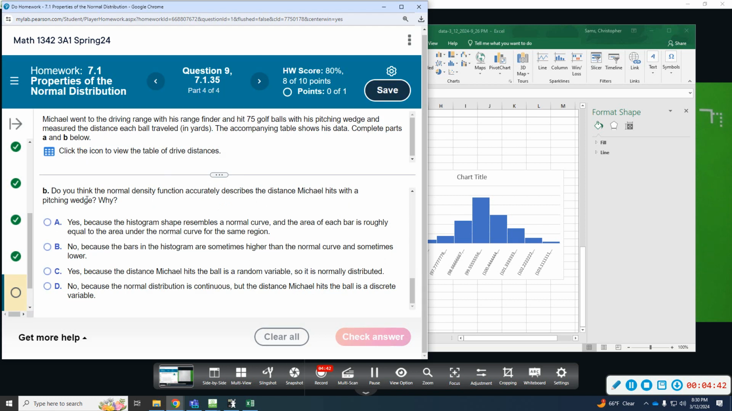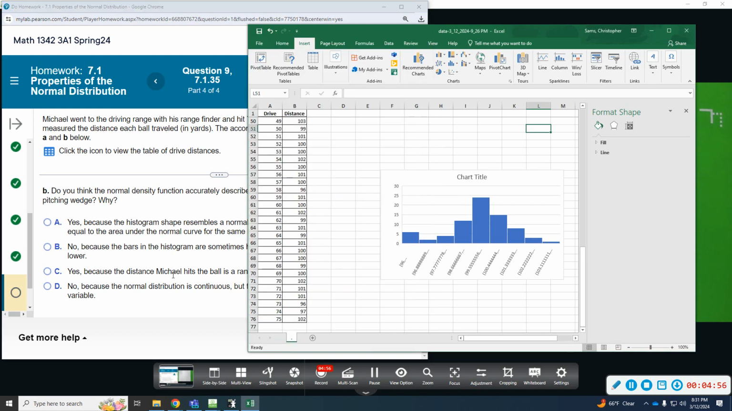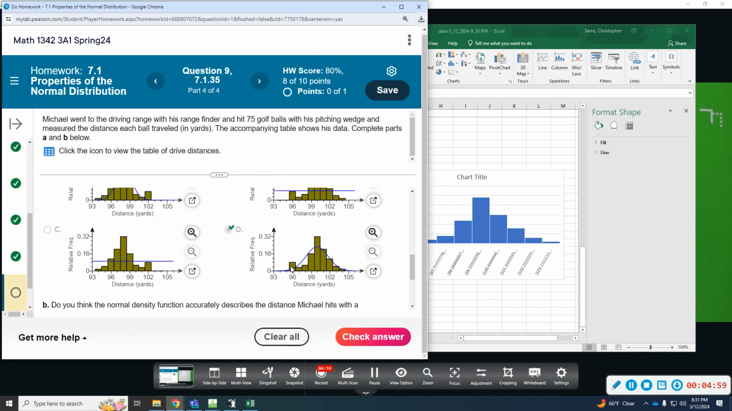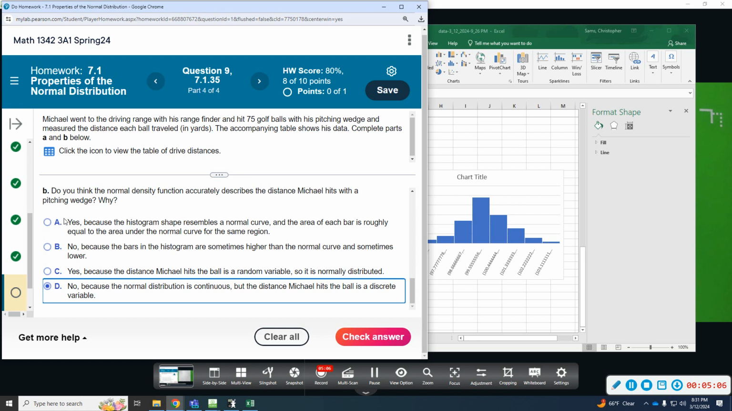And then last part B, do you think the normal density function accurately describes the distance Michael hit his pitching wedge? Why? So if I look at the previous graph up here, you see some of them, this curve does not actually go through, but it's close, it's rough. So we'll say yes, the histogram shape resembles a normal curve, and the area of each bar is roughly equal to the area under the curve for the same region.